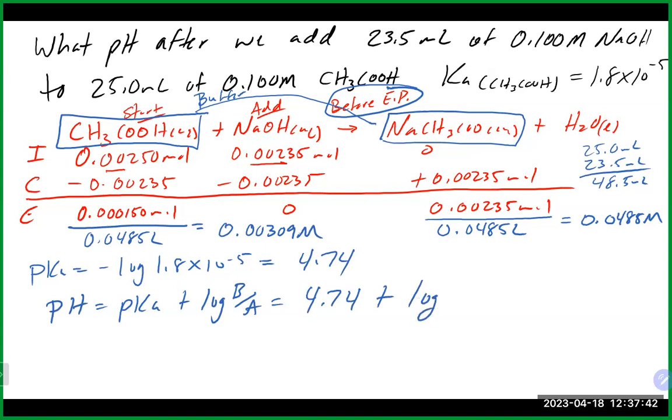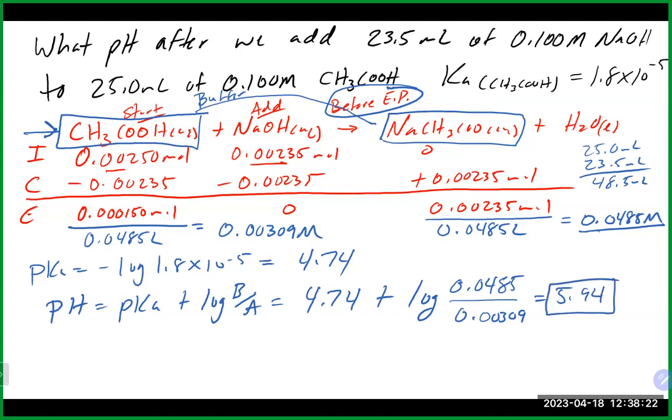The base is which one? The sodium acetate, because once again, this is acetic acid, so that would be the acid. We want to make sure we get the right one up on top. So 0.0485 divided by 0.00309. A little log action on it. We'll add 4.74 to it. We'll get something like 5.94 maybe as our pH at this point.